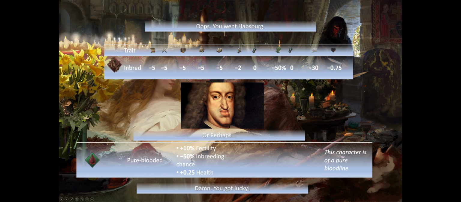Now, if you can combine someone to have the pure-blooded trait from both their parents, i.e. if two people who have pure-blooded breed with one another, then not only are they extremely likely to pass on the pure-blooded trait to their children, but they also have a 100% chance of not passing on the inbred trait. So it's huge. It's really, really good. However, like I said, damn, you got lucky if you got this. It's not statistically super likely to happen, but we'll discuss that a little bit more as the video winds on.